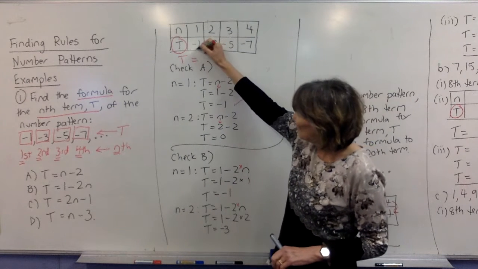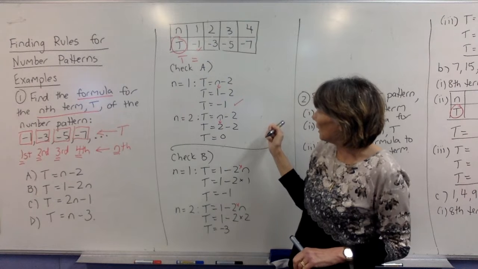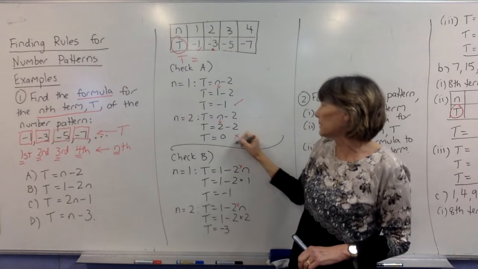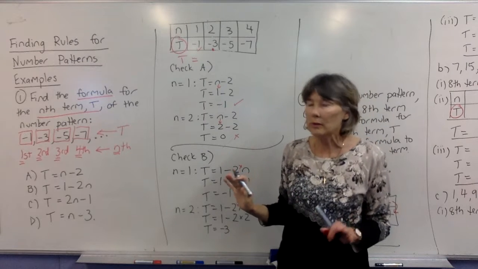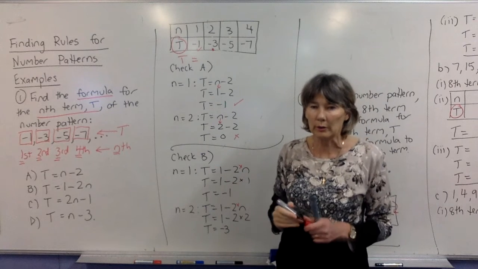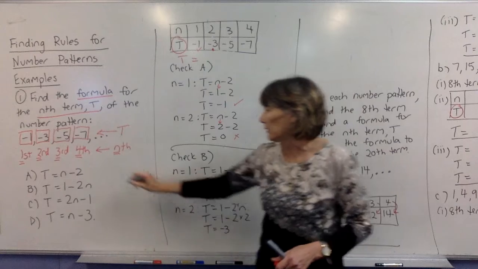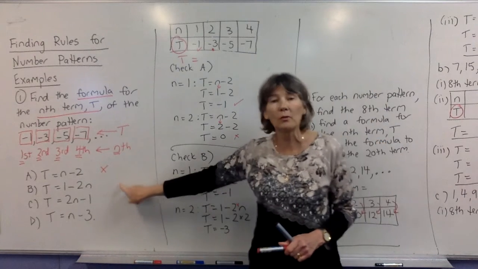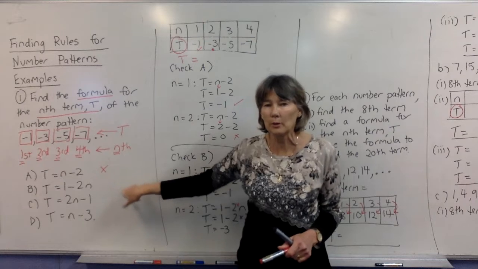Now this first one turned out correct because that was -1. But this next one is supposed to be -3 and it worked out to be 0. So that's wrong then. This formula is not working all the time, so it's not A. So we can cross that one off. So now we're going to check B, this formula, t equals 1 - 2n.